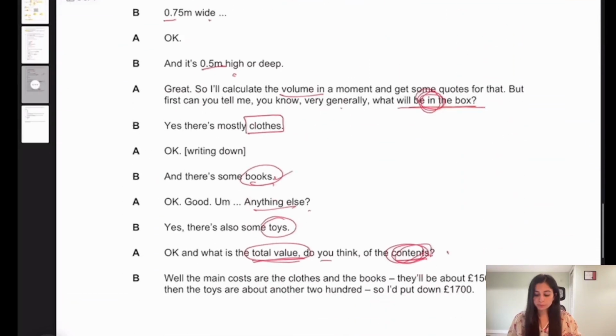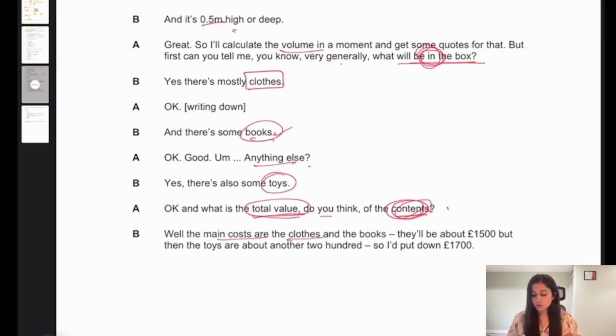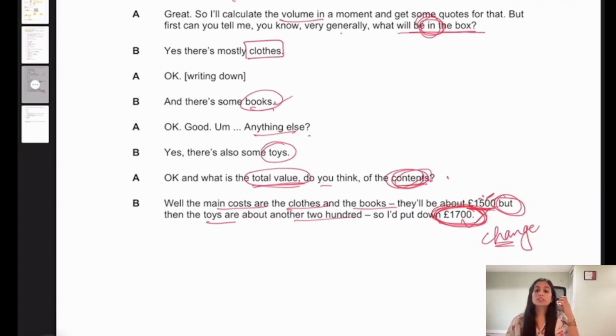Next is your value. Well, the main costs are the clothes and the books. They will be about 1500, but now a lot of you might just stop hearing the audio after 1500. That's very wrong. You have to continue listening till the end, because sometimes they change the answer or that is not the complete answer. So it says then the toys are about another 200, I put it down to 1700. So your answer should be 1700. If you mark it as 1500, it's incorrect. So look out for the change in answers or look out for the completed answer.